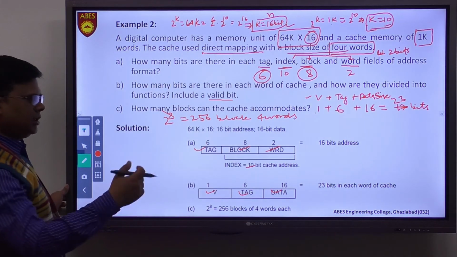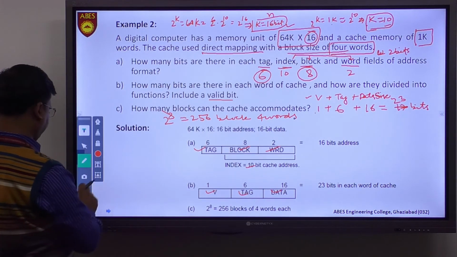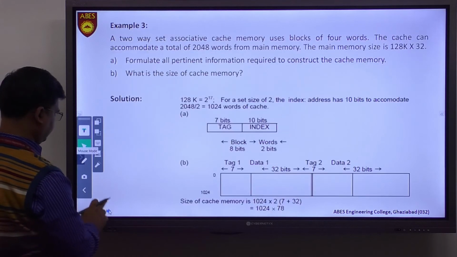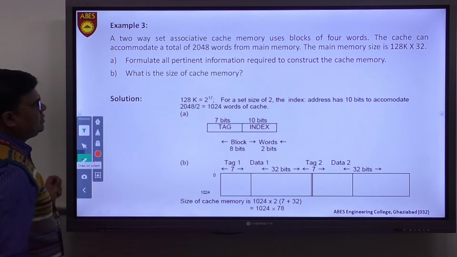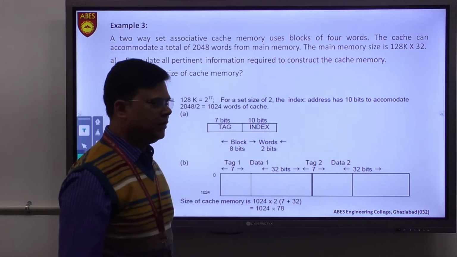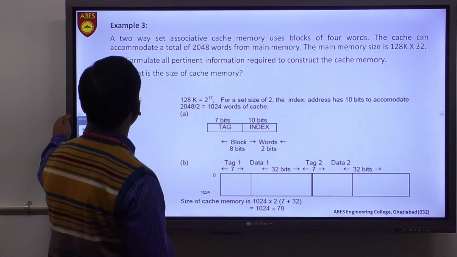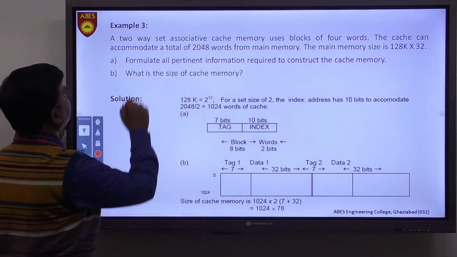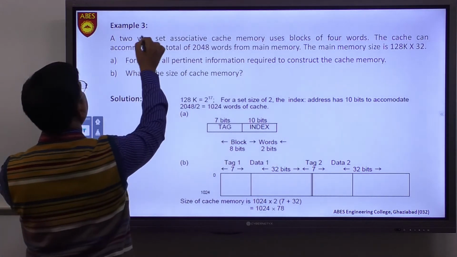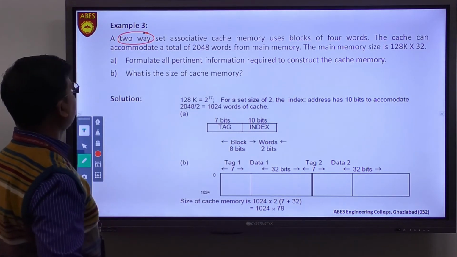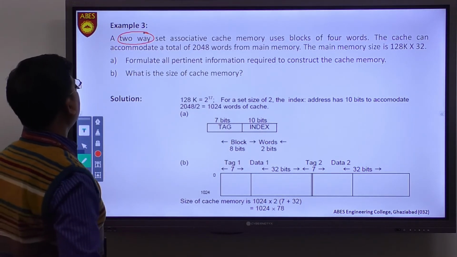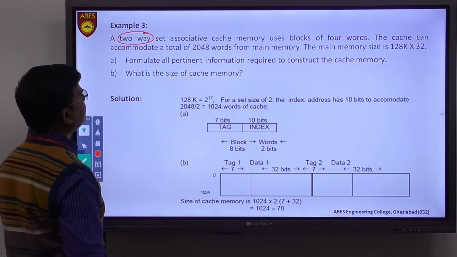Now we are coming to the next problem. Here is the third problem, and let's go through that. A two-way set associative memory. A very important word is two-way set associative memory. Two-way, what is the meaning of this? That at one index there are 2 words stored.